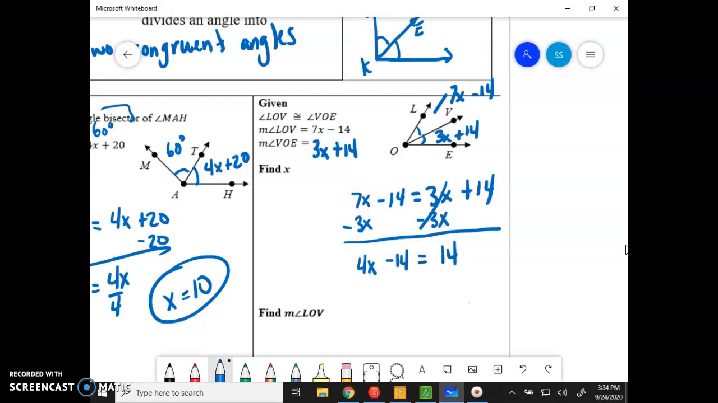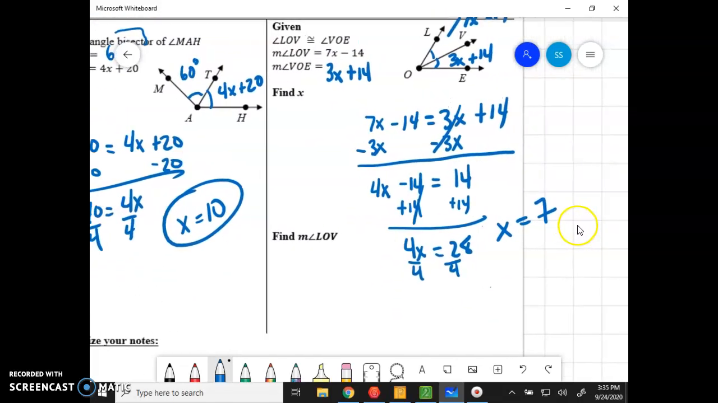And now I want to isolate x, so I want to add 14 on both sides. And I'm left with 4x is equal to 28. And divide by 4, divide by 4. Again, x is equal to 7.